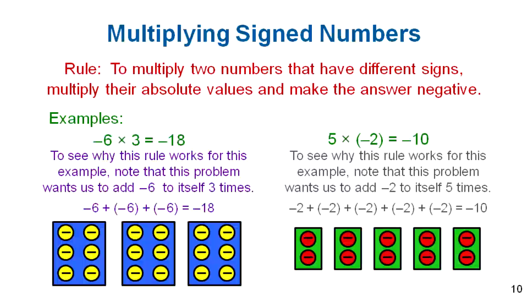As another example, let's look at 5 multiplied by -2. 5 times 2 is 10, and then, since we have two different signs, we must make our answer negative. To see why this rule works for this example, note that this problem wants us to add -2 to itself 5 times. Also note that this picture shows 5 groups with 2 negatives in each group, and that there is a total of 10 negatives in the picture.